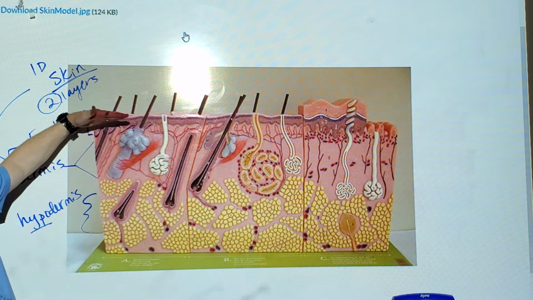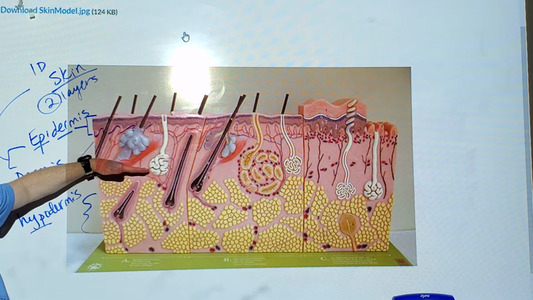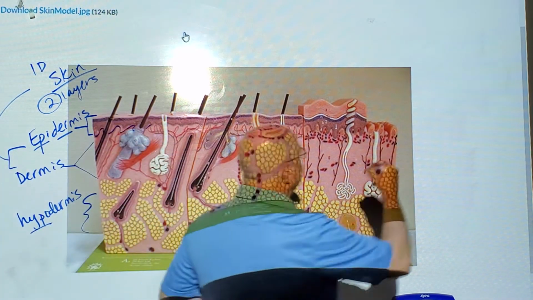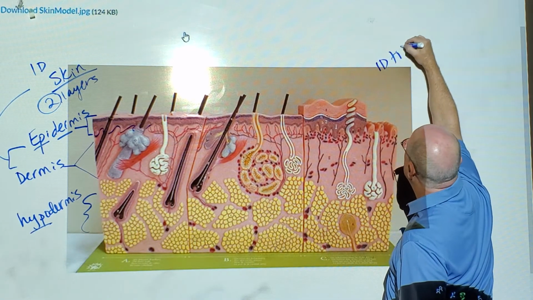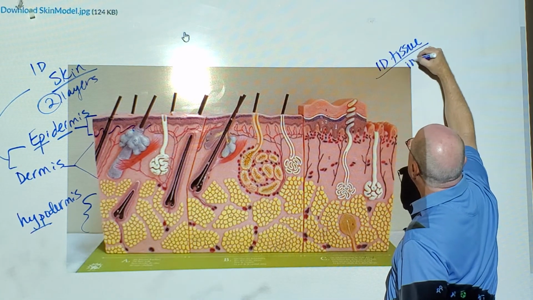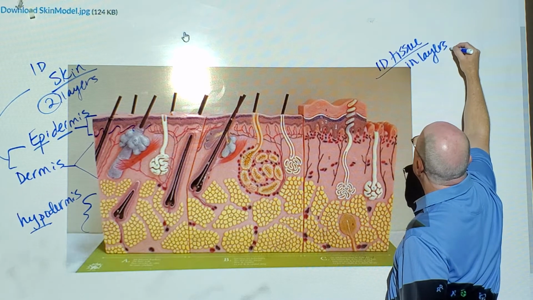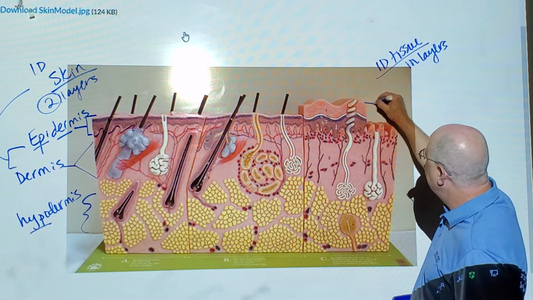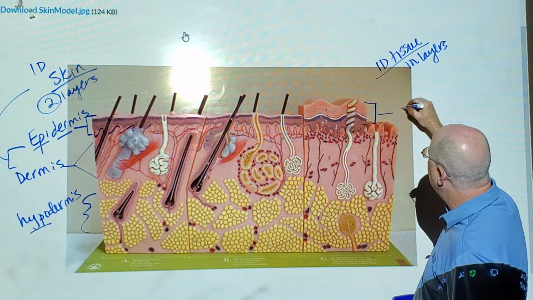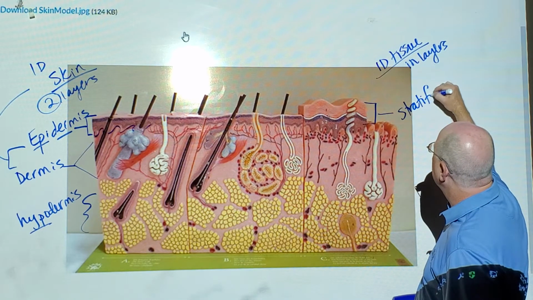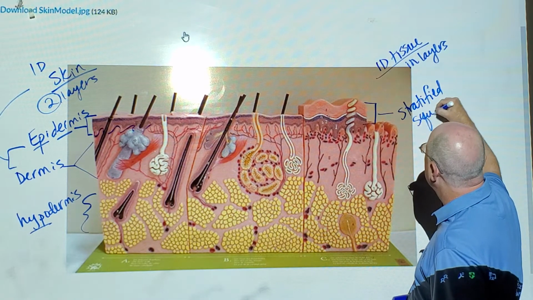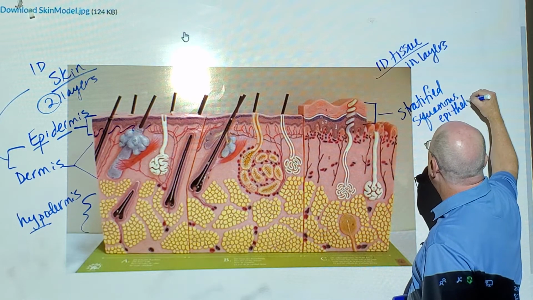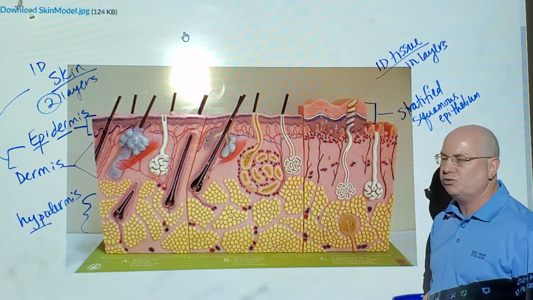If I ask you on a lab test, ID the layer, epidermis. ID the major layer, dermis. ID the layer, hypodermis. Now, over here, I'm going to ask you to ID the tissue in the layers. Each layer is made up predominantly of a specific type of tissue, some of which we've studied. This layer here is made up of stratified squamous epithelium. So, the epidermis is mostly stratified squamous epithelial tissue or stratified squamous epithelium.